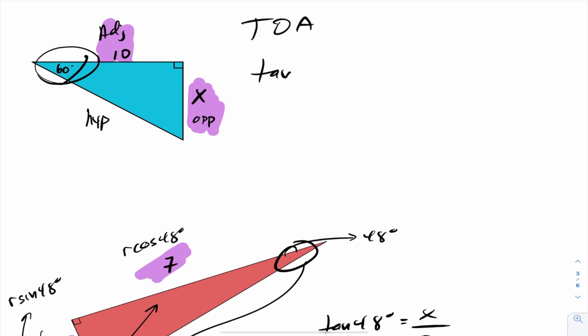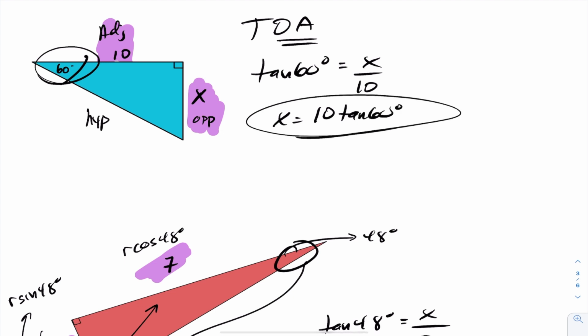So in this case here, the tan of 60 degrees is going to be equal to what? It's going to be equal to my opposite, which is x, over my adjacent, which is 10. Multiply across by 10, and you get x equals 10 tan 60 degrees. All right, that concludes the example here.